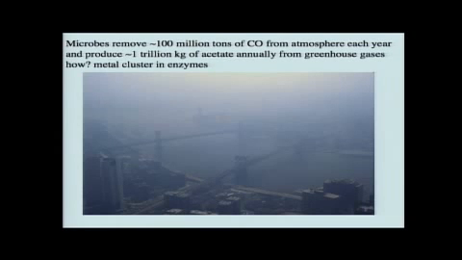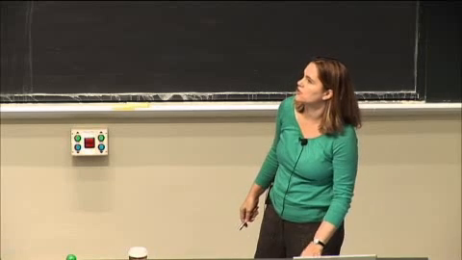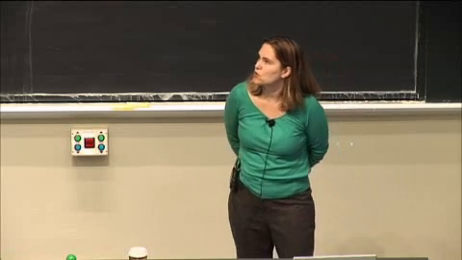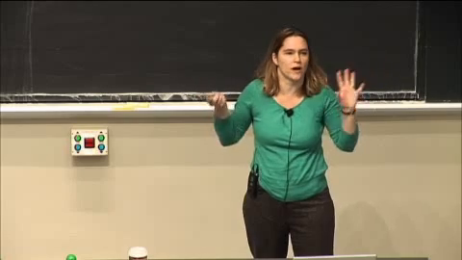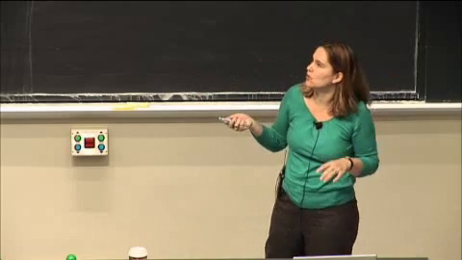So what do these catalysts look like in these enzymes? What do these metal clusters look like that do this chemistry? This was a rough model of what they look like. They thought it had iron and sulfur and then a nickel in some geometry, but they had no idea where the nickel was and how it was coordinated.